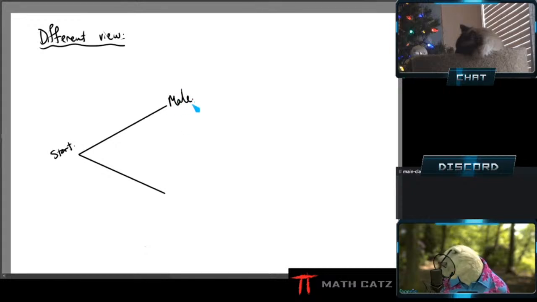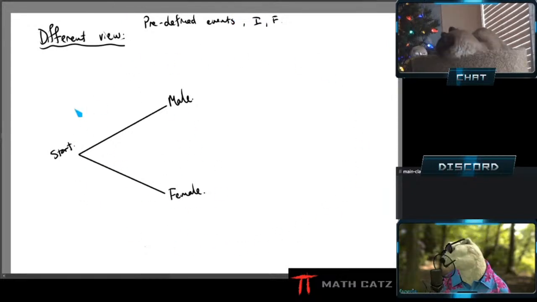Now I'm just going to write this in words for now. We will update this in a second according to our already defined events, I and F, like before. So for now, let's just do it in words to see what this tree is trying to say. So I asked them, are you male or female? They're going to pick one of these two.